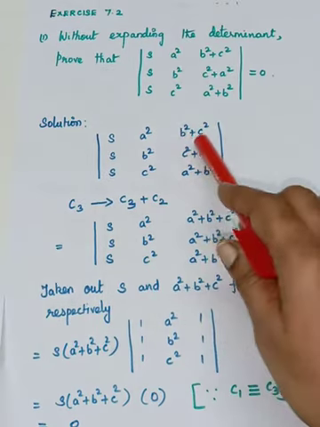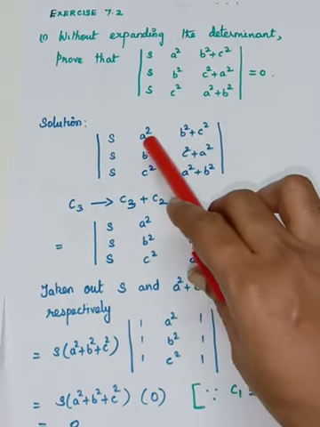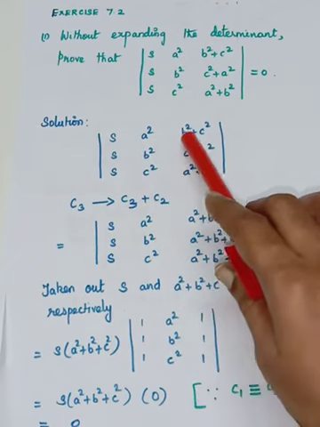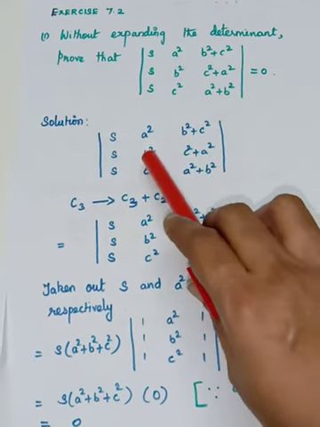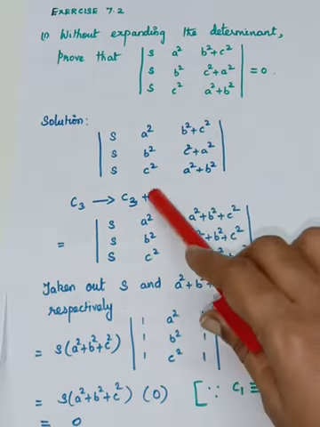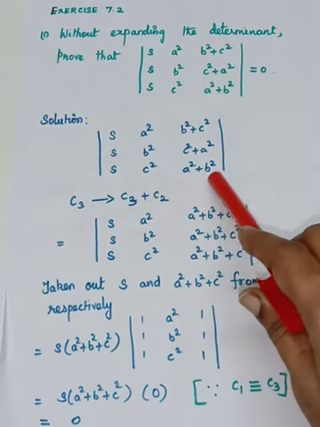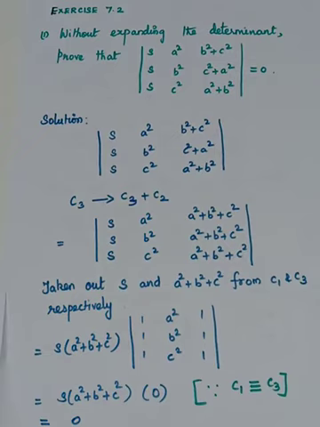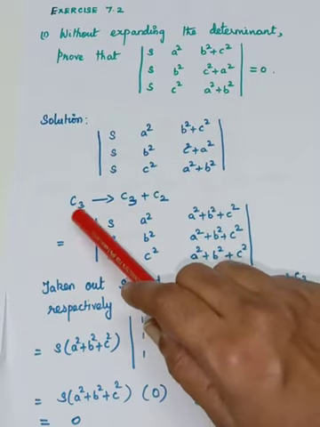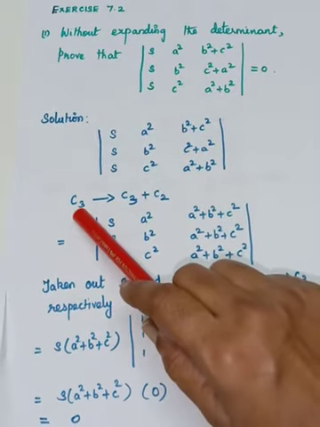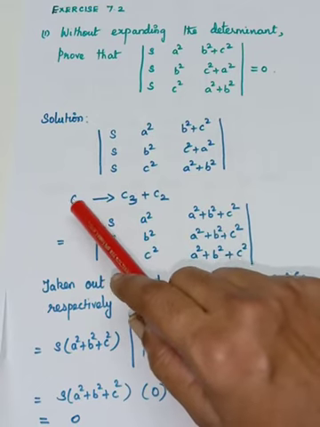So if you add these two, you see what has to come here: a square plus b square plus c square. If you add these two entries, b square plus c square plus a square. Here, c square plus a square plus b square. So if we add, you will get the same answer, a square plus b square plus c square. So using that, I am going to write the answer in C3.